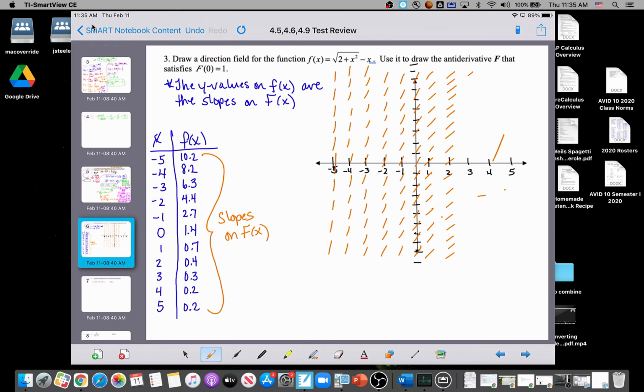And then 0.3. It gets kind of hard to discern the difference, but just do your best to try to make it look like there's something different going on. And I'm going to erase those accidental marks I had there. And then at 4, I'm at like 0.2, so a little more shallow here. And about the same slope here at 5.